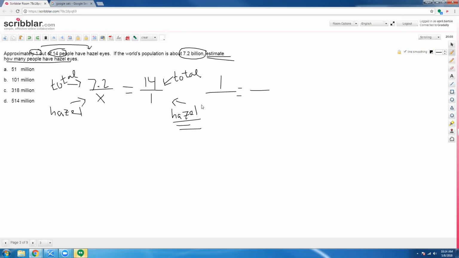Good. So again, you could have started with the 1. That's fine. Then when you set up your information, you just keep the matching spots in whatever order you chose. If we did 1 hazel eyes out of 14 random people, then you're looking for how many people have hazel eyes out of 7.2 billion people.